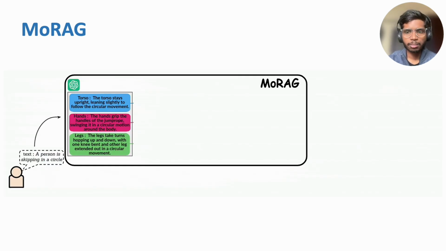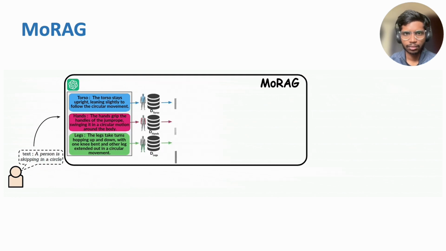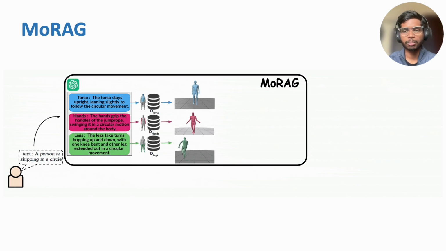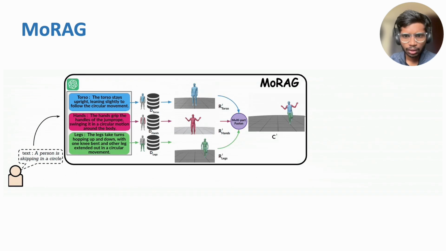The input text description is prompted to the LLM, which generates part-specific text descriptions corresponding to the torso, hands, and legs. The part-specific text descriptions are then used as queries to retrieve the corresponding part-specific motions from the respective part-specific motion databases. The retrieved part-specific motions are then composed based on the joint information to construct full-body motion sequences.